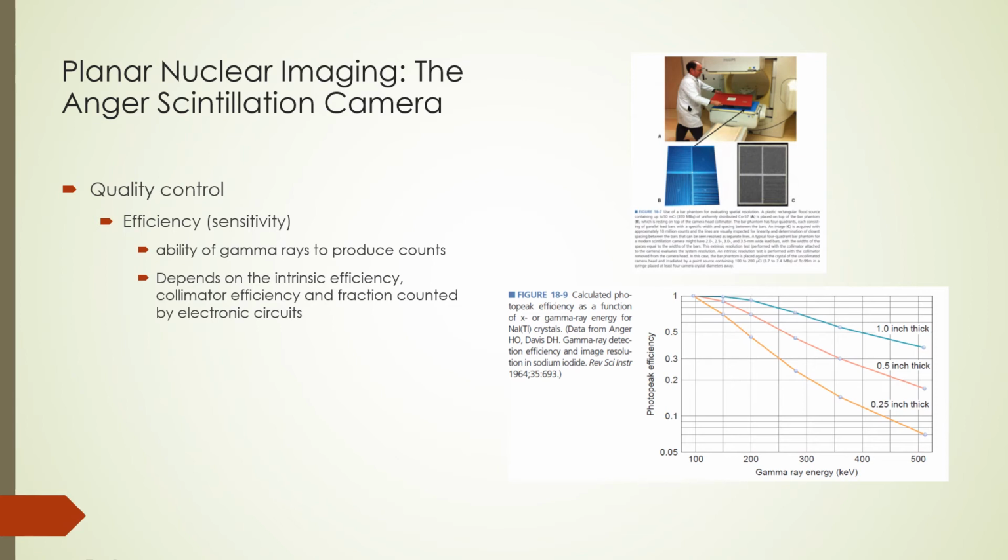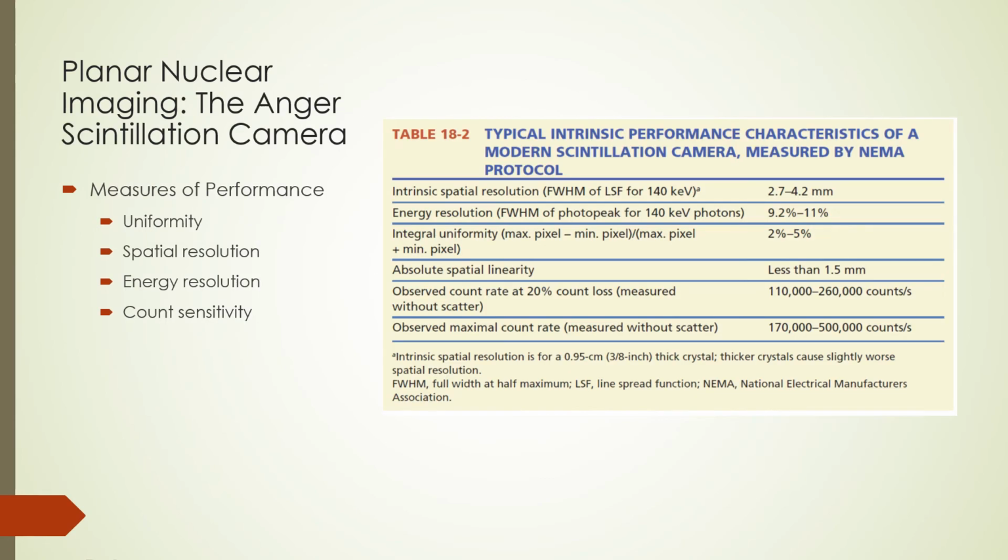Sensitivity can be done intrinsically by measuring the counts produced by a point source of technetium-99 placed at different distances from the gamma camera head. Crystal efficiencies are better at different energies for thicker crystals than for thinner crystals, and this is shown on this bottom image. The performance of a gamma camera can be evaluated by measuring the uniformity, spatial resolution, energy resolution, and count sensitivity.